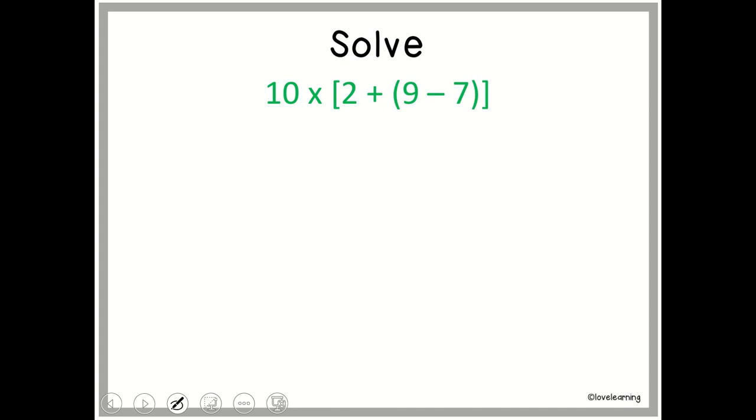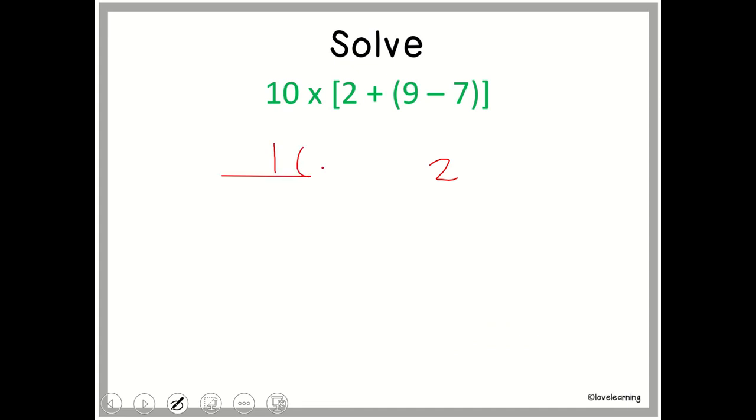Here's our next expression. Remember, solve everything within the brackets first, but still follow those order of operation rules. So I see that within my brackets I have 2 plus, and then in parentheses I have 9 minus 7. So I need to solve for the 9 minus 7 first. Oops, 9 minus 7 is 2.